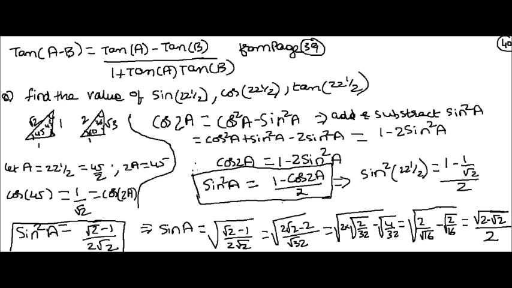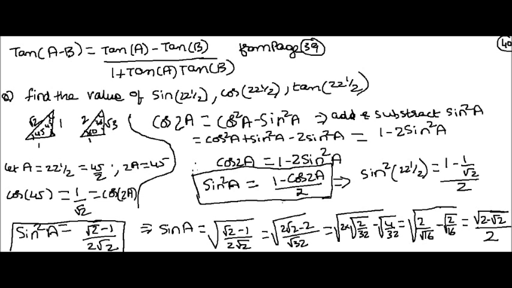Sin square of 45 by 2, which is 22.5, is nothing but 1 minus cos 45 by 2. But we know cos 45 as 1 by root 2, so divided by 2. So therefore we have sin square as (root 2 minus 1) by 2 root 2, and we can further simplify into sin a as the square root of 2 minus square root of 2, divided by 2.